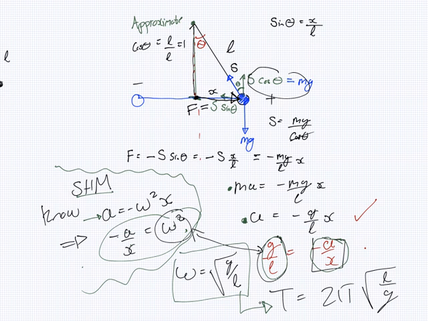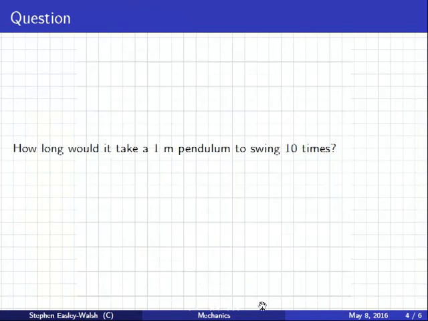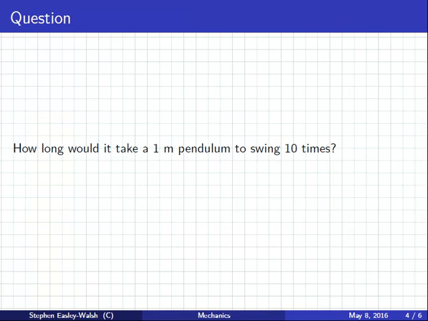Okay, do you have that? Yeah? Okay, continuing now. So, let's have a look. How long would it take a 1 meter pendulum to swing 10 times? Calculate this for me using the new formula. Oh yeah, you really need the plastic for this one.